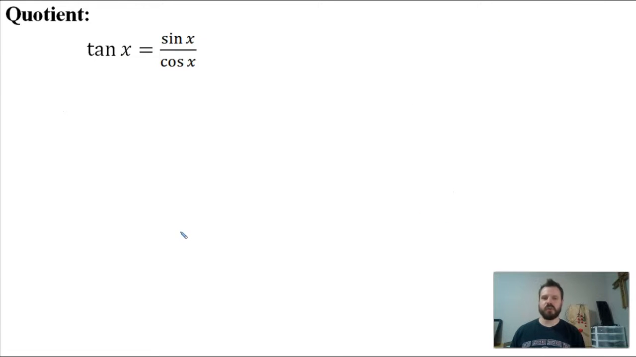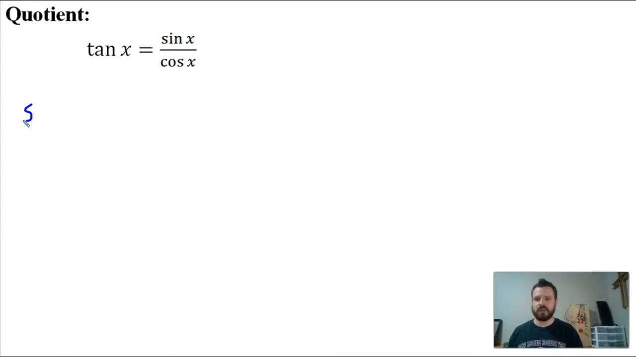Now, first thing I want to do before we start using these identities is show you why they work, how they work. I want to prove one of them's true for you. You don't need to copy this down. You can just watch, and basically we're just saying don't take my word for it. Let's prove why tangent x equals sine x over cosine x.